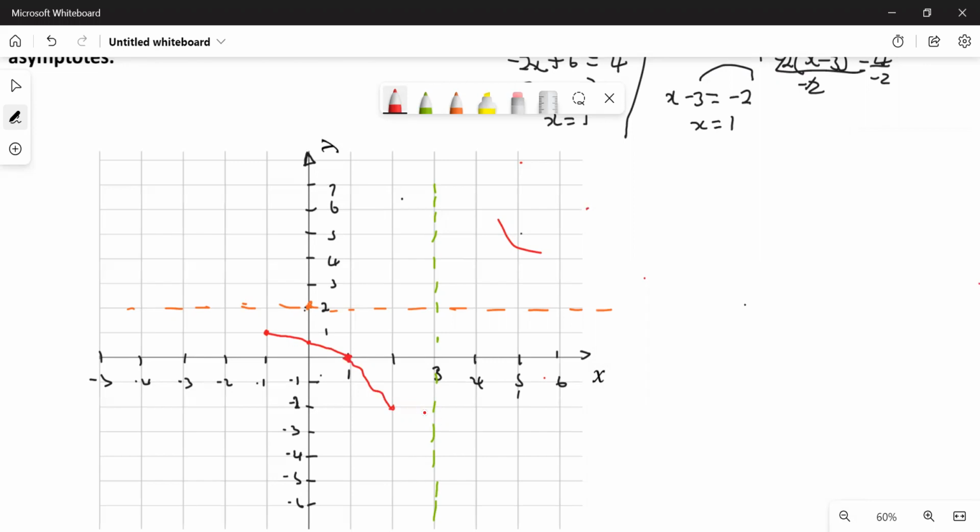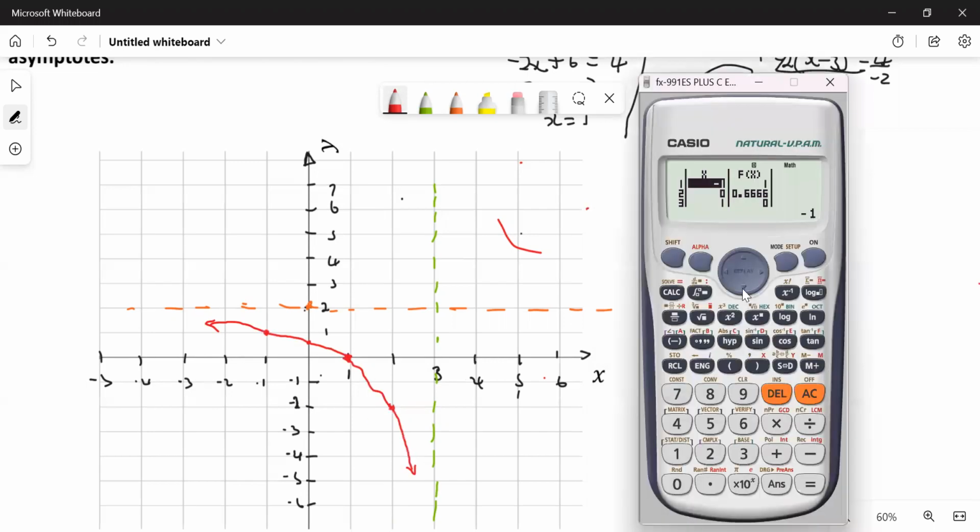Now, from here onwards, my graph is going to be approaching this green line. It can't touch this green line. It's approaching it. And then my graph is also going to be approaching this orange thing here, but it can't touch it. Now, check what happens on 3. When we go to 3, it says error. It tells you which you are done with the first graph. Now we are going to start with the second graph.